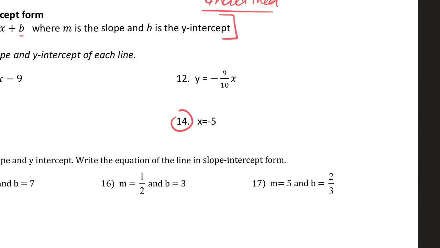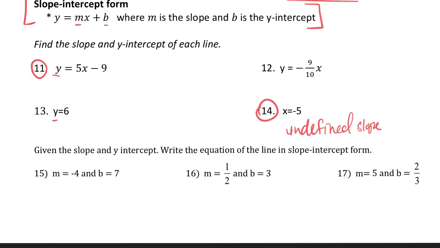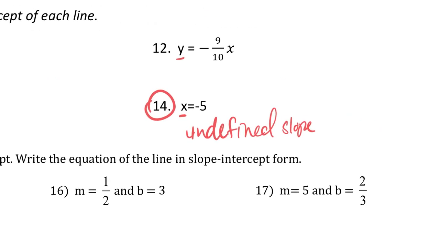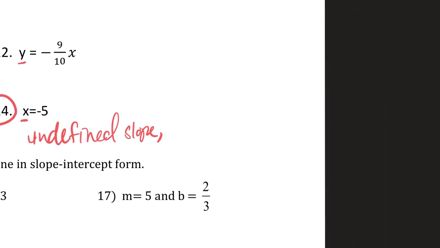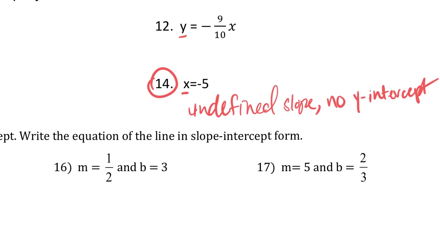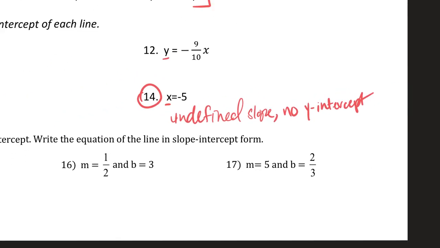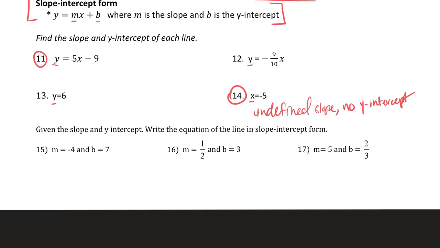If we look at number 14, this is an example of an undefined slope. Because, does it say y equals? No, all the other ones say y equals, right? This one says x equals. So anytime it says x equals, that means it is undefined. Now, if something is undefined, it also has no y-intercept. Okay, so that's how that works. The rest of them, I'm going to have you do.